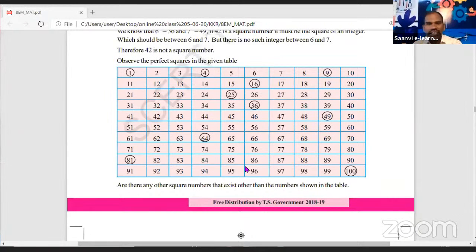Other than this, are there any perfect square numbers from 1 to 100? Not there. How many? 1, 2, 3, 4, 5, 6, 7, 8, 9, 10 only. 10 perfect square numbers.